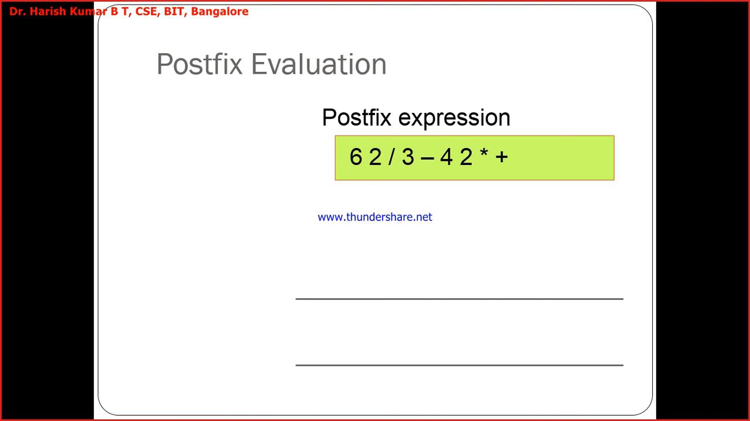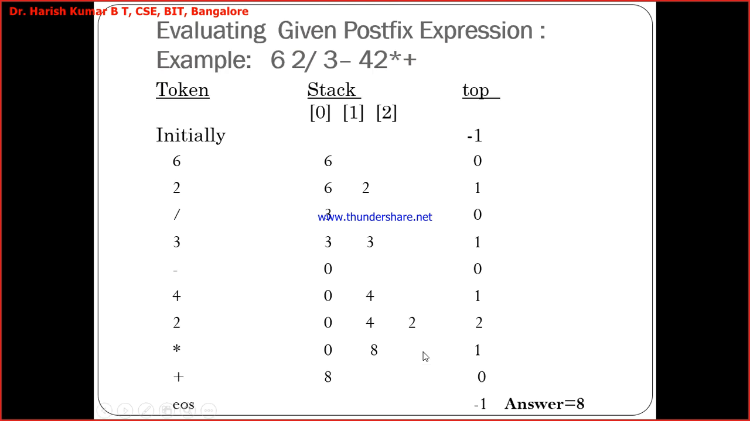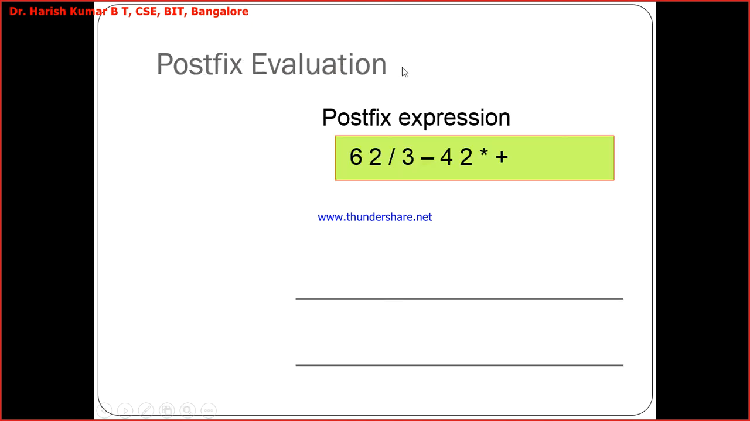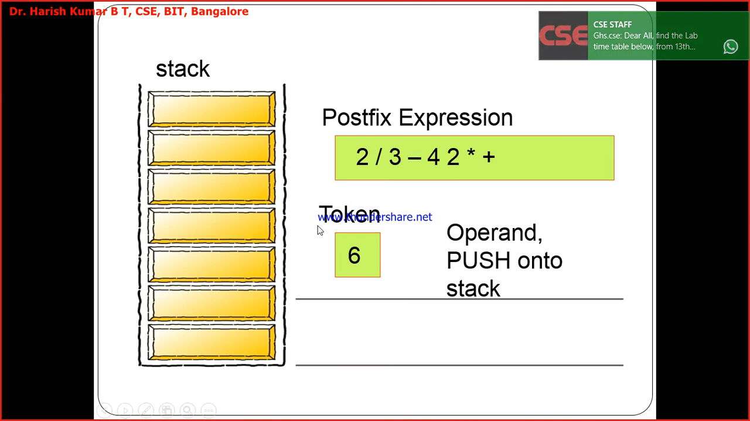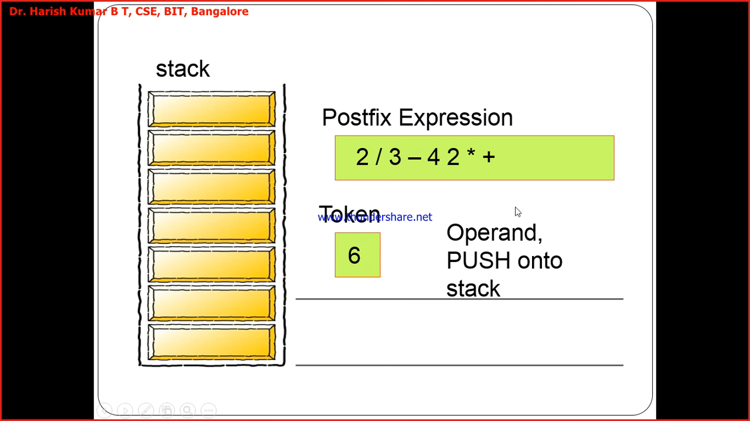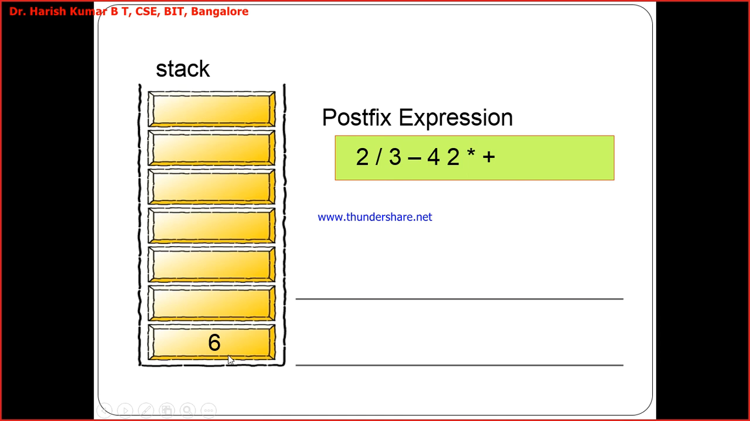Observe here. So this is my expression, the same example which we took here, 6 2 / 3 - 4 2 * +. I've started scanning my given postfix expression. The first token which I'm scanning is 6. It is an operand. So this token which is scanned is an operand. Now push it onto the stack. So 6 got pushed onto the stack.